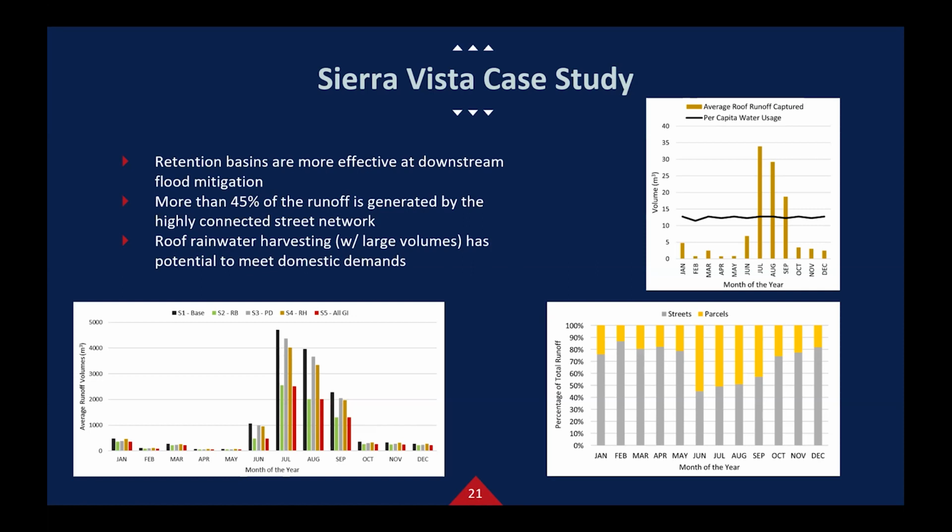There was still some capture, but the rainfall volume itself wasn't enough to capture a lot of water to begin with. But then we compared it to the per capita water usage in Cochise County, which Sierra Vista is part of. And that's that black line, which indicates how much that average water usage is on a monthly basis. So definitely for the summer months, the roof runoff that we capture can meet those per capita water demands. And if we can store that water long term, you could potentially use all of that water to meet the demand throughout the year.